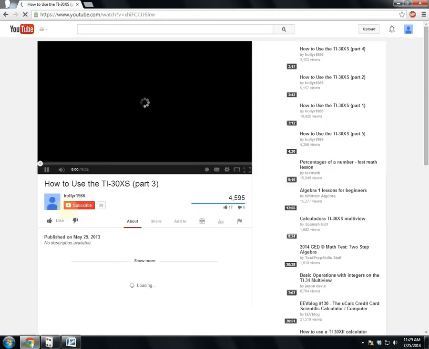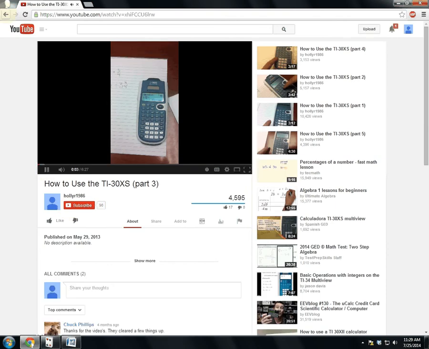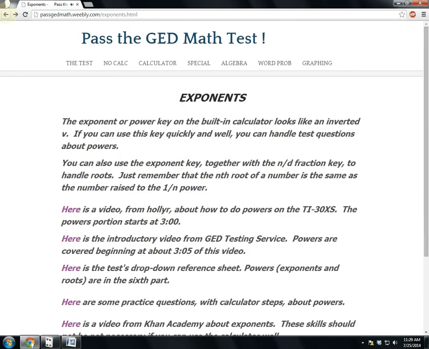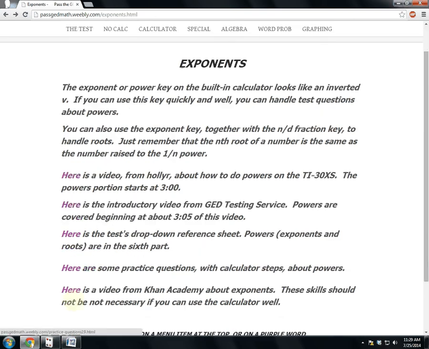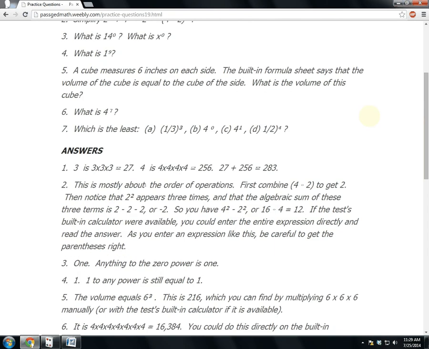I'm clicking on the video and here it is. Now again, I'm getting out of the video by clicking the left arrow button in the corner of the browser. Now there's some other material here to help you, but I particularly want to click on the fourth purple here, 1, 2, 3, 4, which has practice questions about exponents. And as you would expect, there are questions and answers, in this case 7 of them.